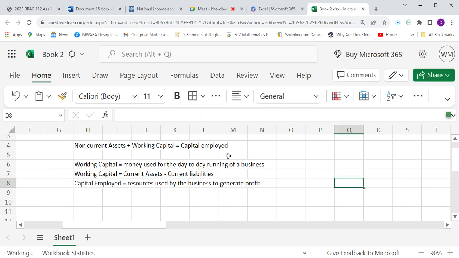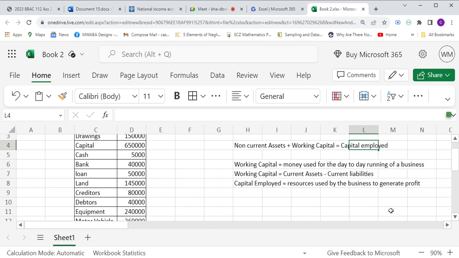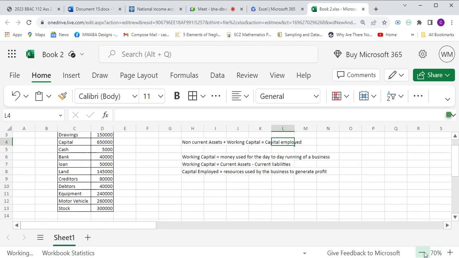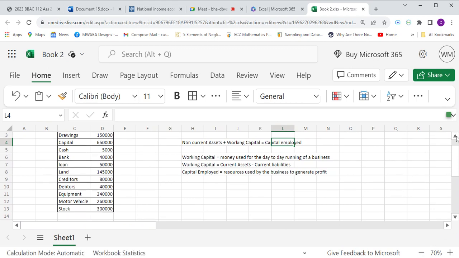Okay, so for your balance sheet, when you add your non-current assets or your fixed assets plus your working capital, which is also sometimes called net assets, it must equal the capital employed. So we've got an example here so that I can illustrate.